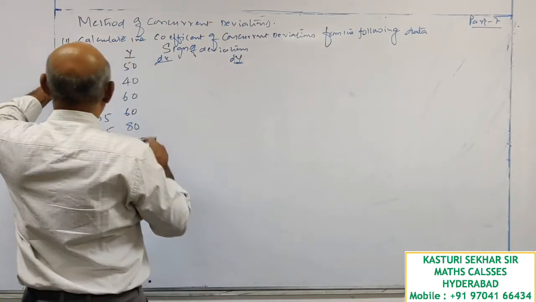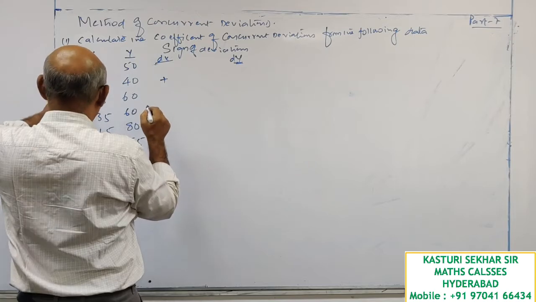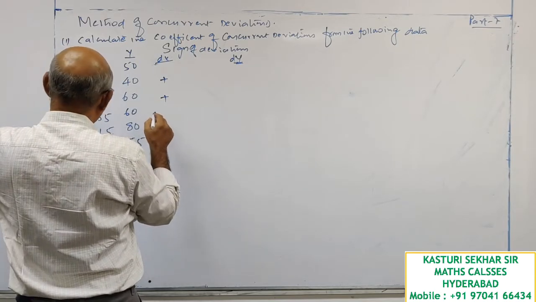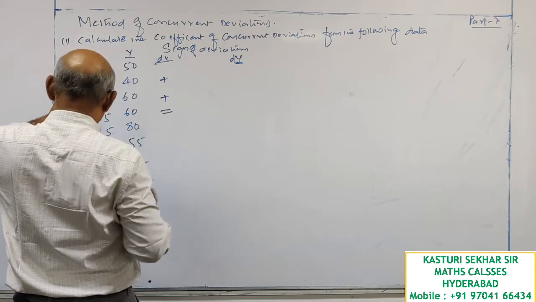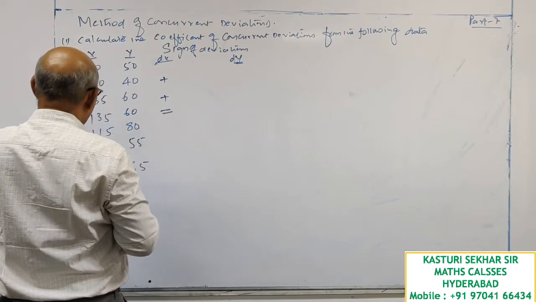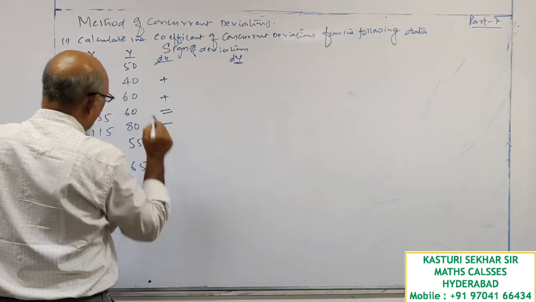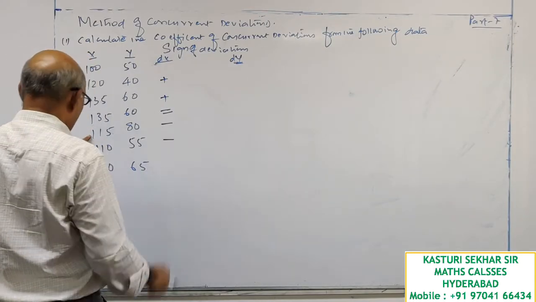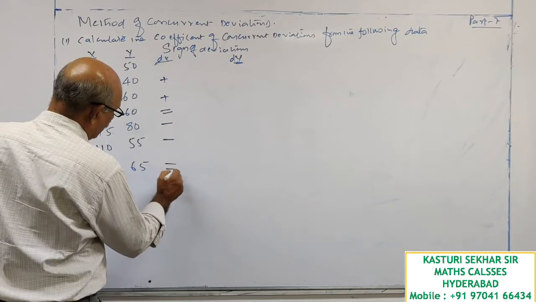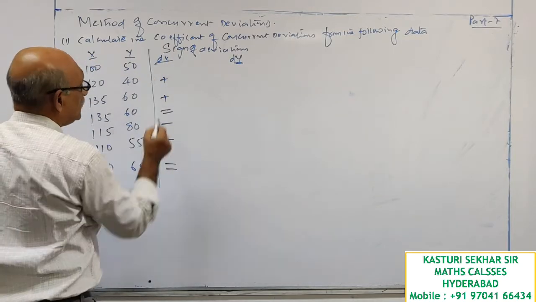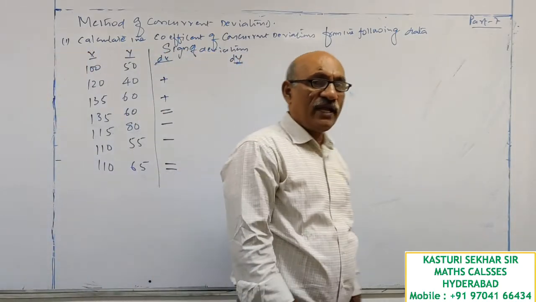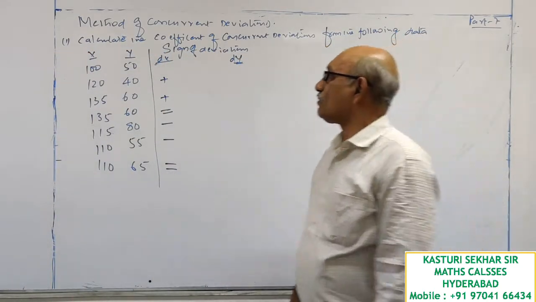Here 120 is greater than 100, put a plus sign here. 135 is greater than 120, put a plus sign. 135 and 135 equal, equal to sign. 115 is less than 135, minus sign. 110 is less than 115, minus sign. These two values are equal. This way for X series, deviations are taken from their preceding values.